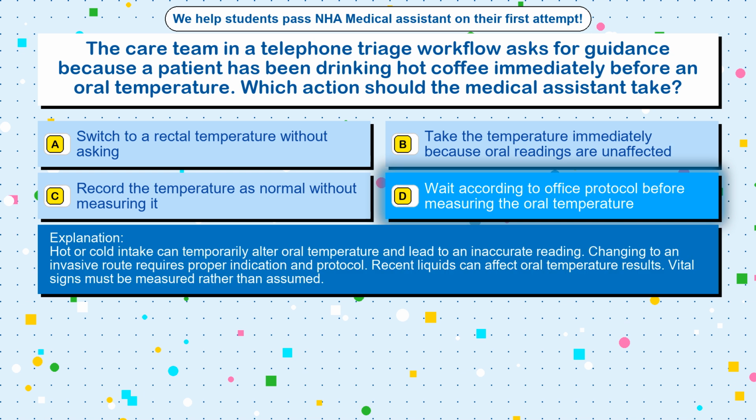Hot or cold intake can temporarily alter oral temperature and lead to an inaccurate reading. Changing to an invasive route requires proper indication and protocol. Recent liquids can affect oral temperature results. Vital signs must be measured rather than assumed.